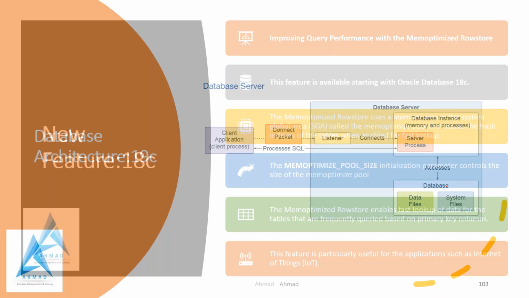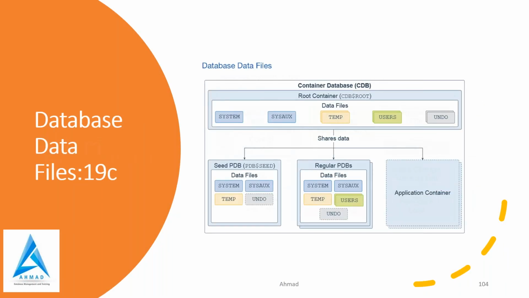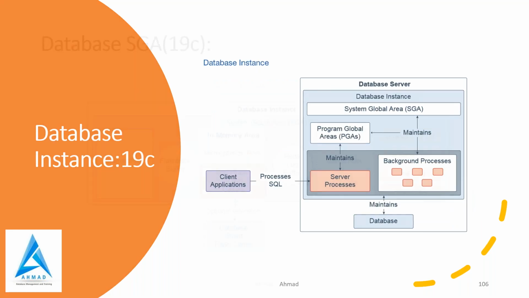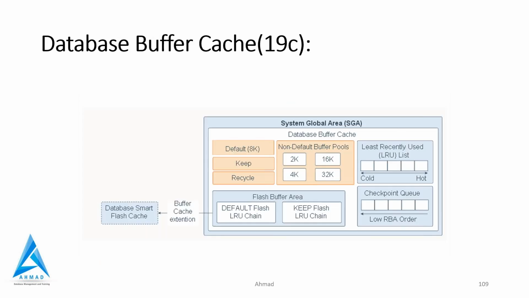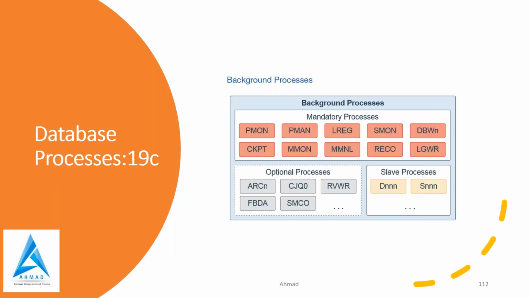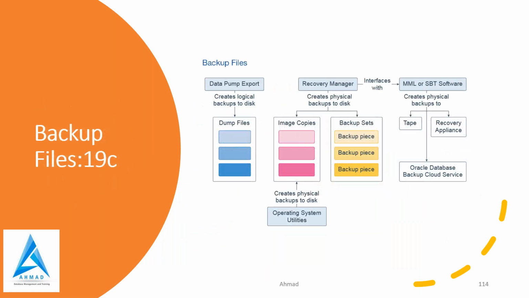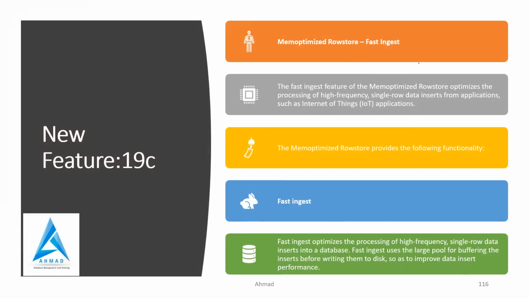Okay, so if you see 19c, same thing is there, but this figure is added here. But actually, this was introduced in 18c. Got my point? Memoptimized pool. But in 19c, they have added some point to the 18c component. So what is that point? All things are same, so I'm not going into that.